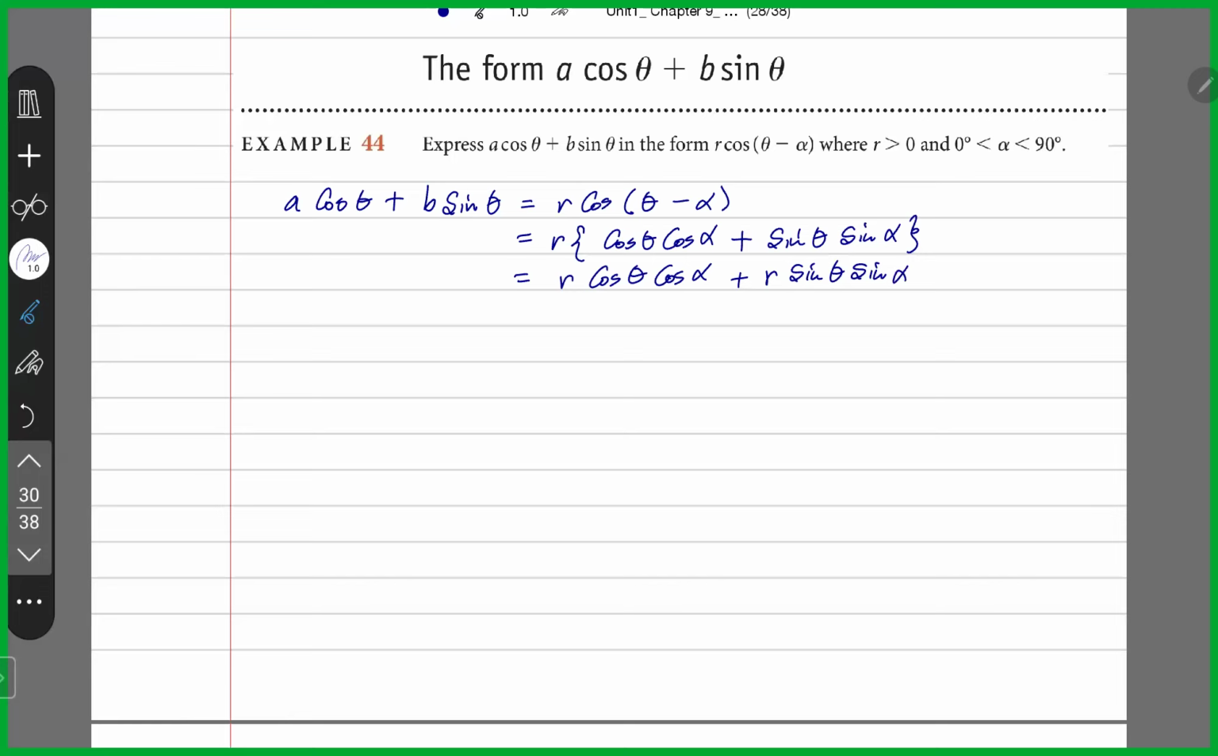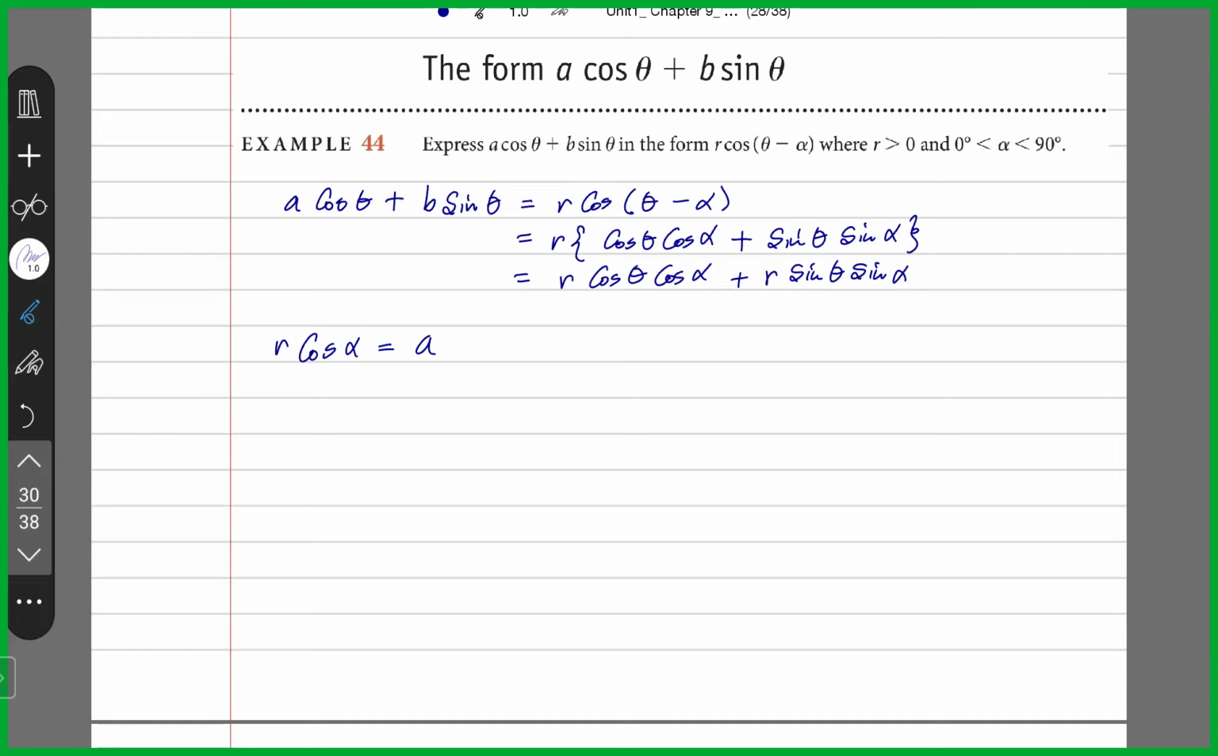Now, what I have on the left is equal to what I have on the right. So since they're equal, I can now compare coefficients. On the left, the cos theta coefficient is A. On the right, the cos theta coefficient is R cos alpha. So R cos alpha is equal to A. They are both the cos theta coefficient. The cos theta coefficient on the left is equal to the cos theta coefficient on the right.